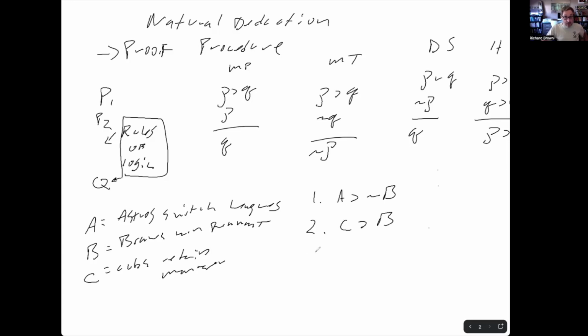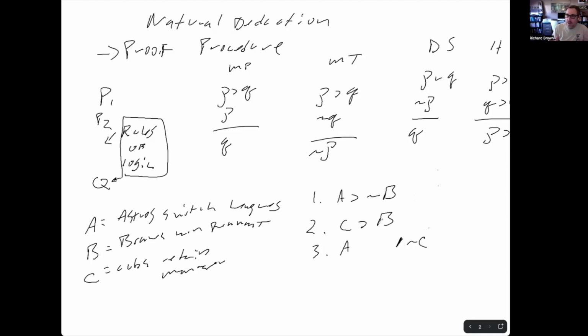The Astros will switch leagues. That's that we have a premise as A. And the conclusion here, therefore, the Cubs will not retain their manager. So it's customary to write a slash over here, and that would be tilde C. Okay, so using this key, then that argument: if the Astros switch leagues, then the Braves will not win the pennant. If the Cubs retain their manager, then the Braves will win the pennant. The Astros do, in fact, switch leagues, and therefore the Cubs will not retain their manager. Okay, so now we translated it into symbolic form.